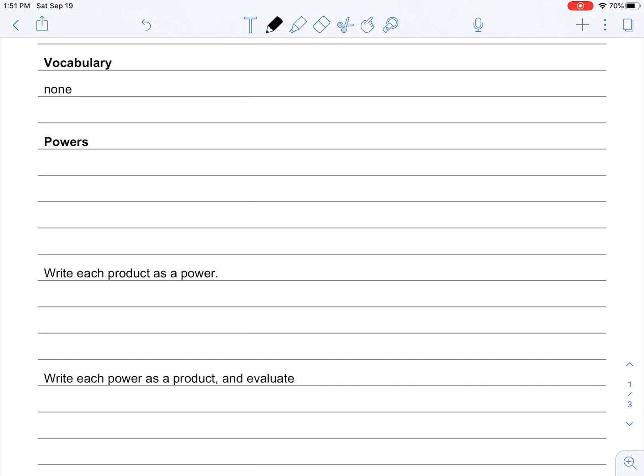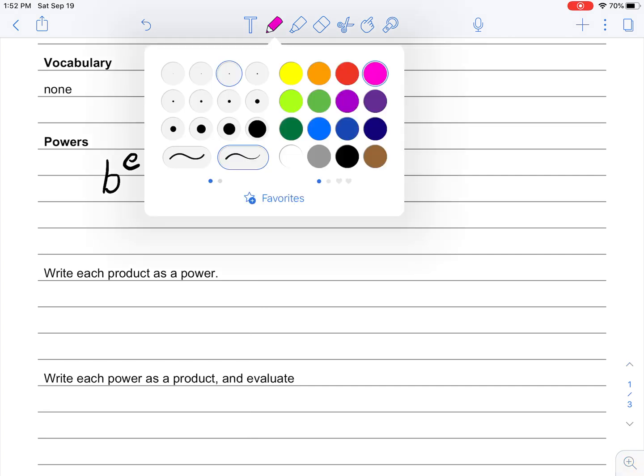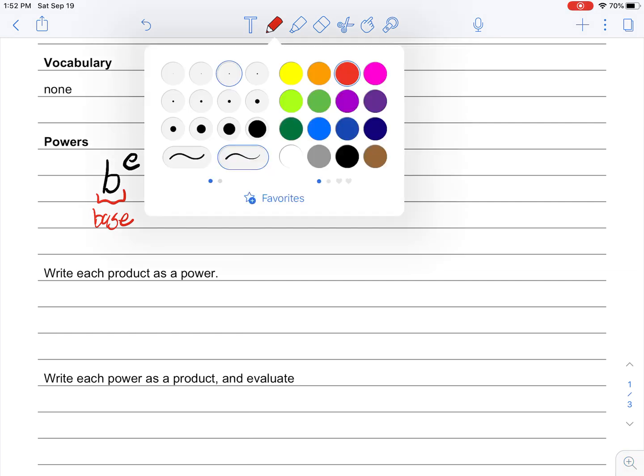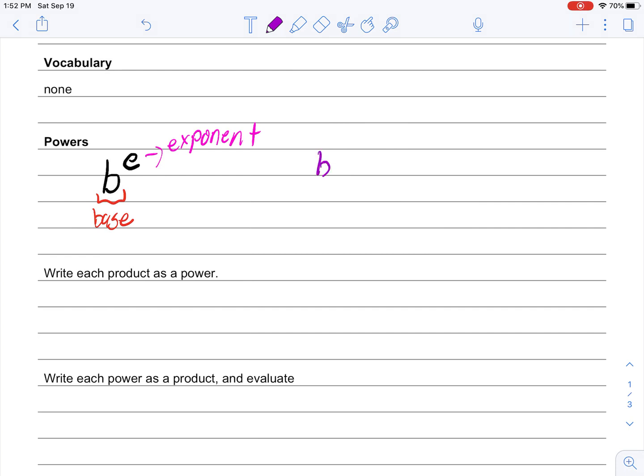So the first thing we're going to do is talk about powers in general. Normally when we write powers, it's going to look something like B to the E. What this would represent, the E is my exponent, and the B is my base. And if I wrote, for example, B to the fourth power, that is the same as if I were to multiply B by itself 4 times. So B times B times B times B. That is B to the fourth power.